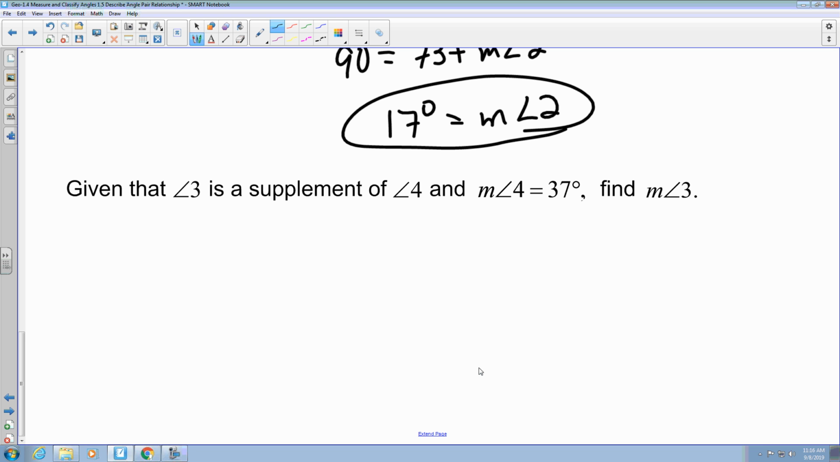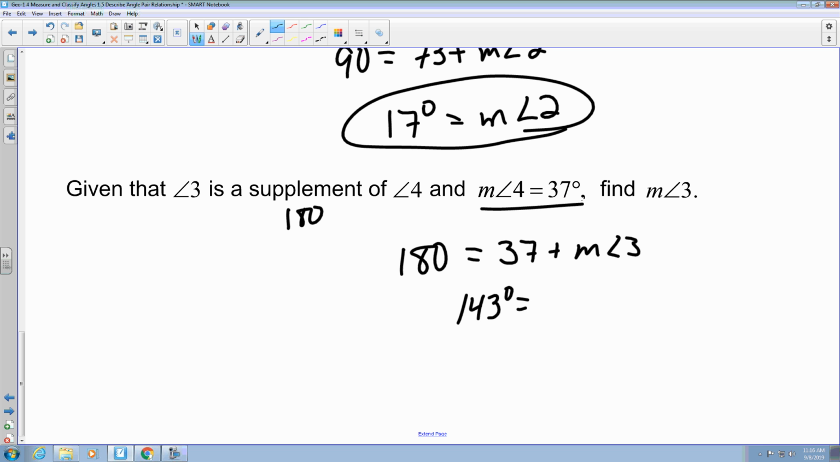And given angle 3 is supplementary to angle 4, so that's 180 again. The measurement of 4 is 37 degrees. Find the measurement of 3. So we have 180 equals 37 plus the measurement of angle 3. 180 minus 37 gives us 143 degrees, and that's the measurement of angle 3.